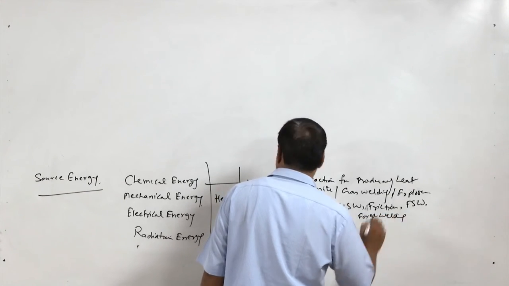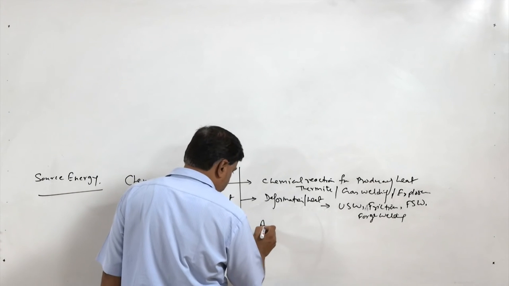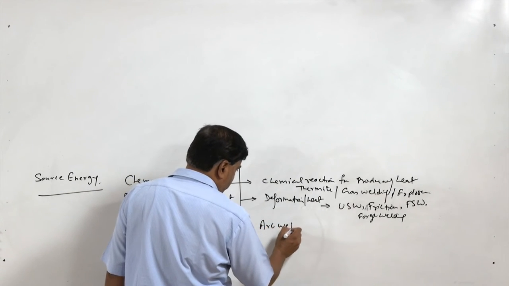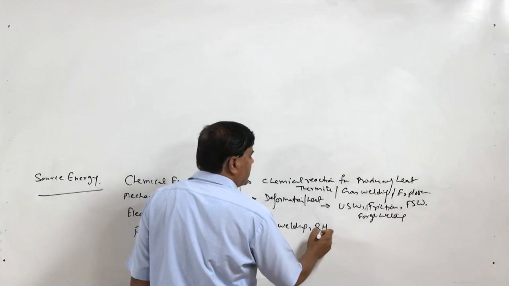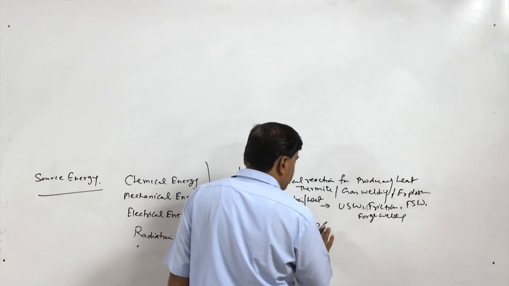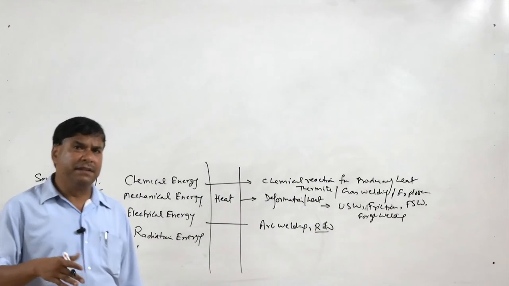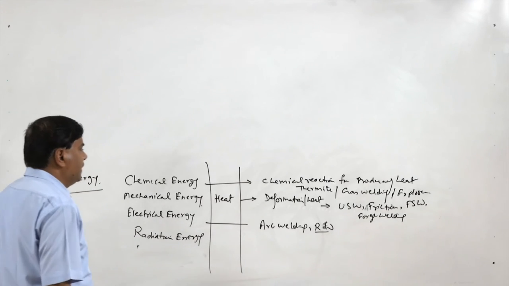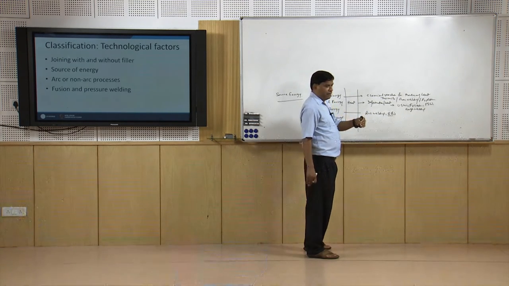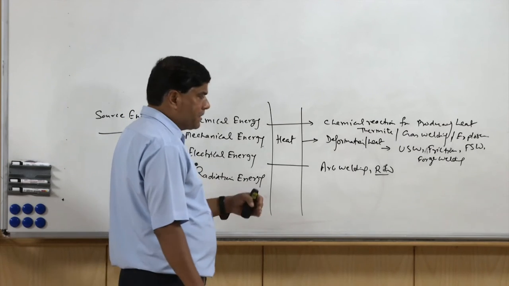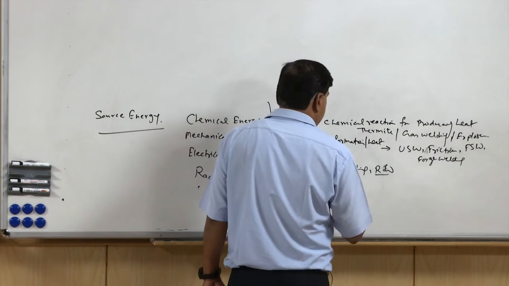These are the joining processes which mainly use mechanical energy. And then electrical energy is used in all arc welding processes, and in electrical resistance heating, basically the resistance welding processes like spot welding, seam welding, projection welding, stud welding, etcetera. The arc welding processes include shielded metal arc, gas tungsten arc, MIG or gas metal arc welding, submerged arc welding, etcetera, and flash butt welding, etcetera, so many processes fall in this category.